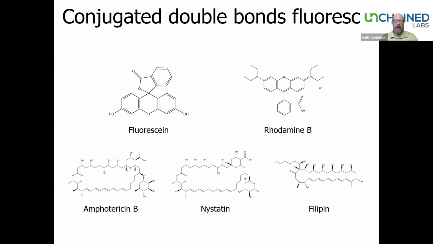And the polyene macrolides, and in the name polyene, you get the idea that there are multiple double bonds here. Amphotericin, which is a potent antifungal, fluoresces very nicely. Nystatin is also used as an antifungal and it also fluoresces. And the cholesterol binding dye, filipin, which is used to map cholesterol in the membranes, or ergosterol when you're talking about fungus, in the membranes of cells, also fluoresces, and they fluoresce because they have conjugated double bonds.